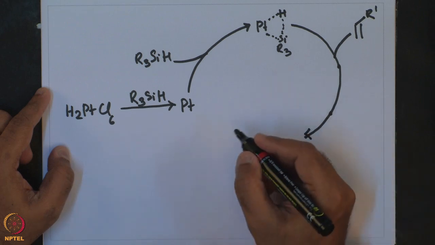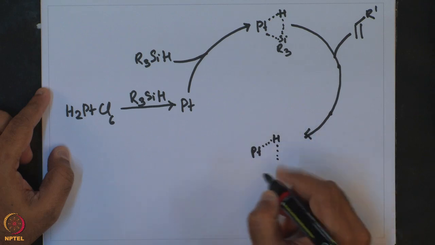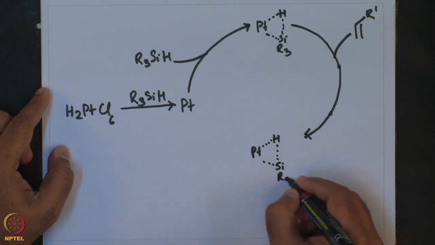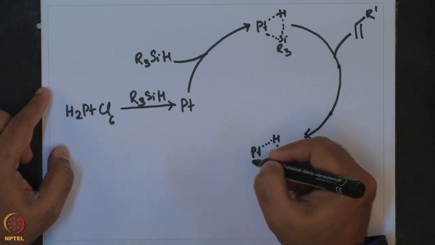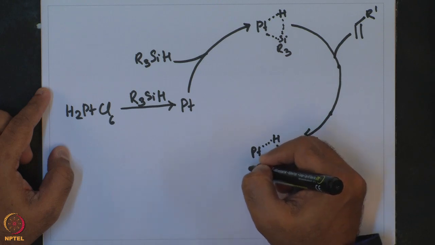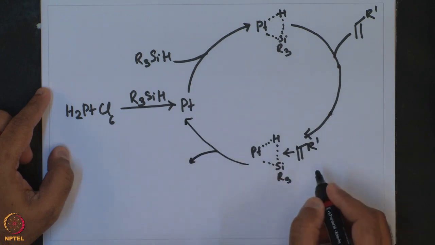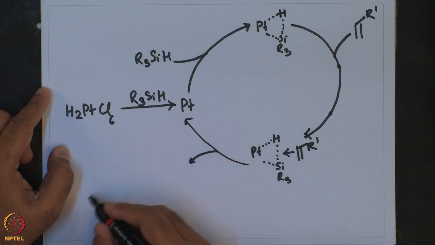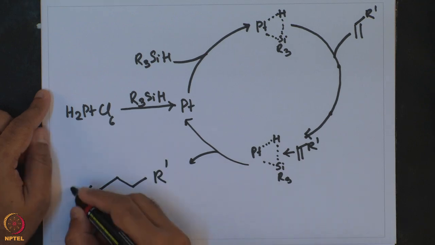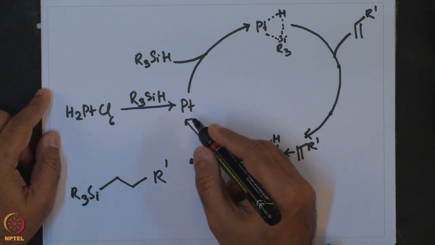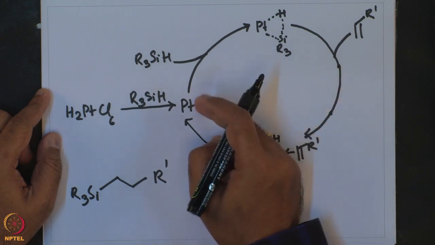The olefin attacks from the external side, SiR3, R', to give the corresponding product, which is R'-SiR3, along with the regeneration of the platinum 0 species.